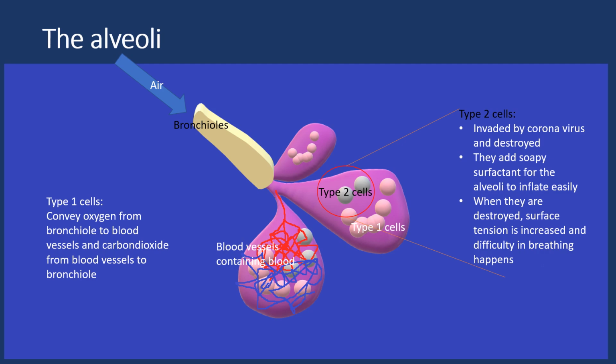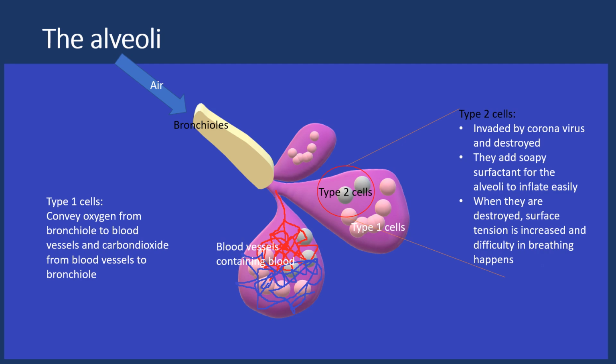Air through the bronchioles inflates the alveoli. Alveoli contains type 1 and type 2 cells. The type 1 cells convey oxygen from bronchiole to blood vessels, and carbon dioxide from blood vessels, that is scribbled in red and blue, from blood vessels back to the bronchiole, and all the way out of the nose. The type 2 cells.